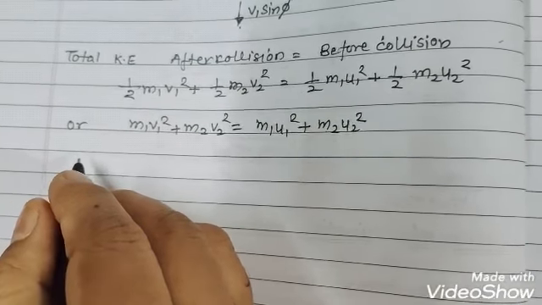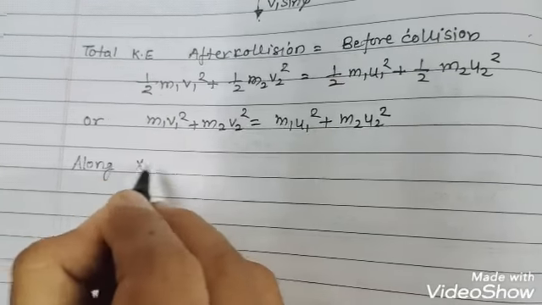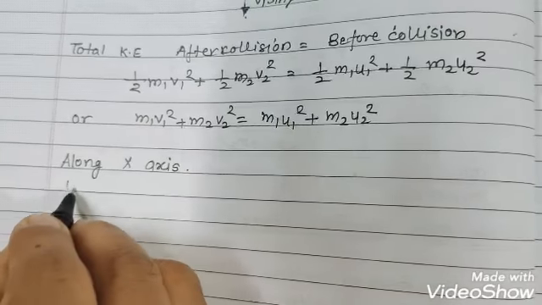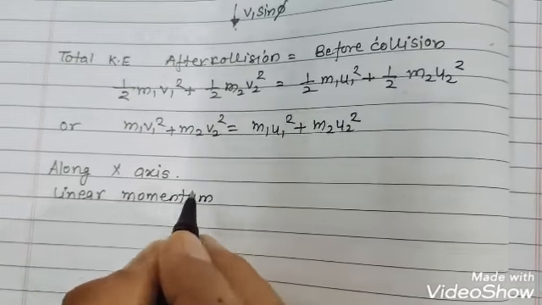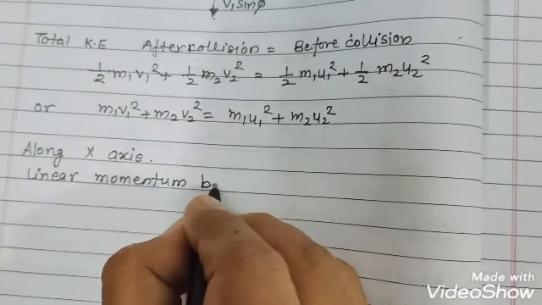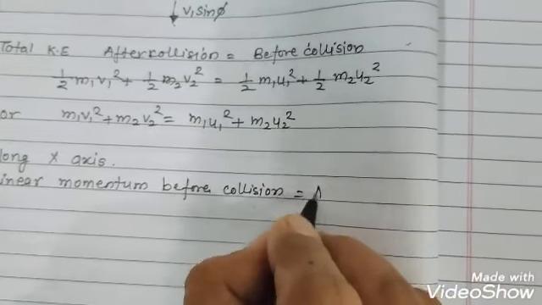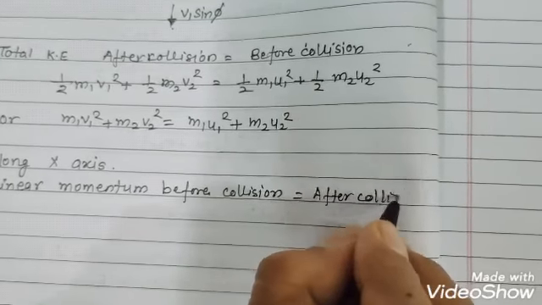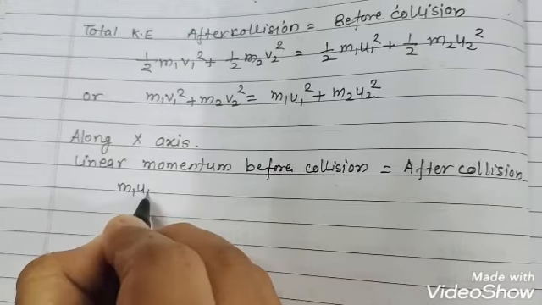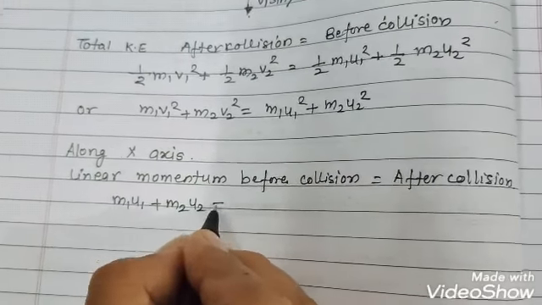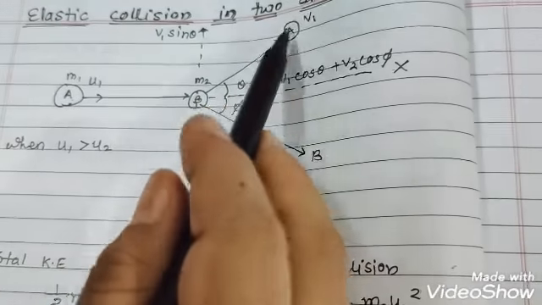Now since it is an elastic collision, linear momentum also will be conserved, but linear momentum is a vector quantity, so we'll take this in vector form. First we'll take along x-axis the linear momentum before collision will be equal to after collision. Along x-axis, before collision it is m1 u1 plus m2 u2, and after collision the velocity of the body A is v1.